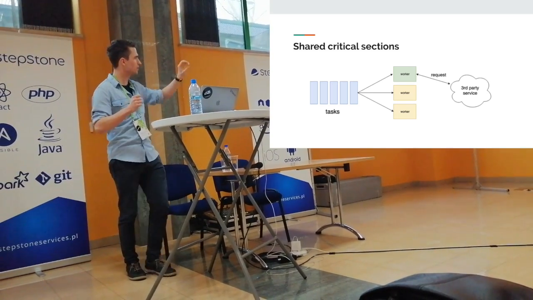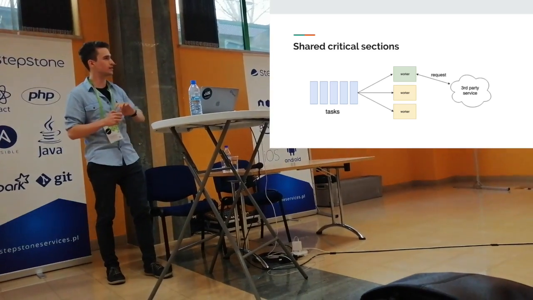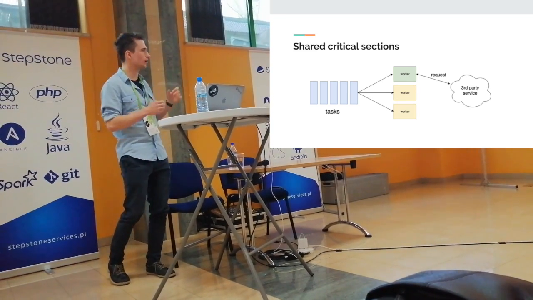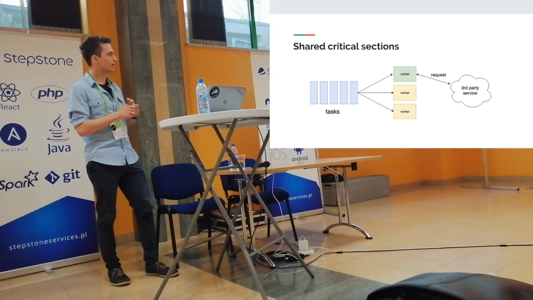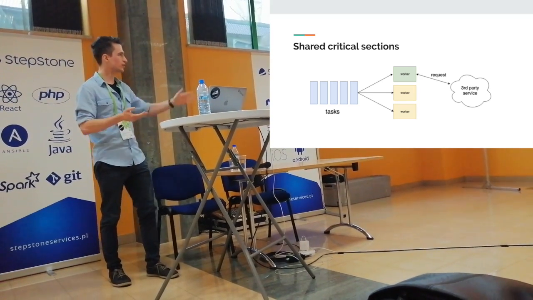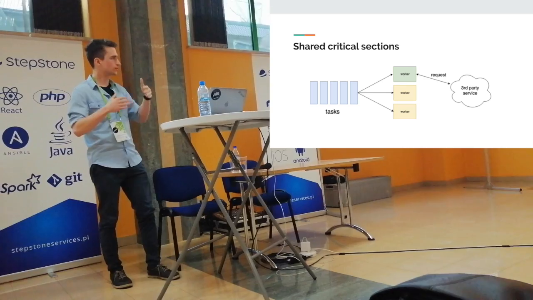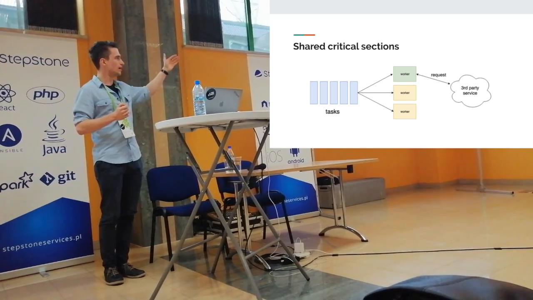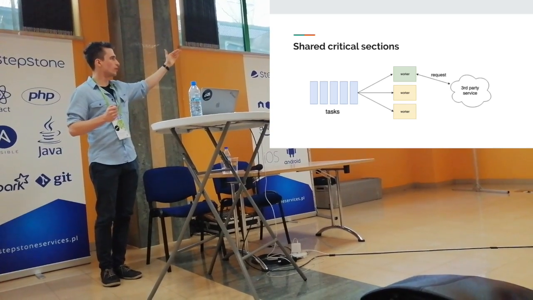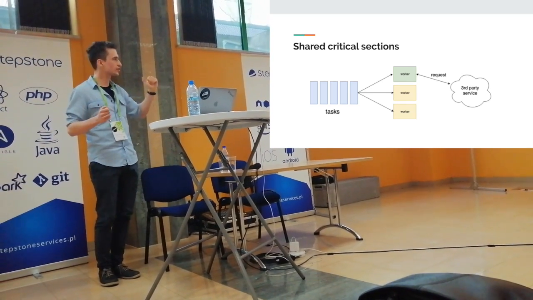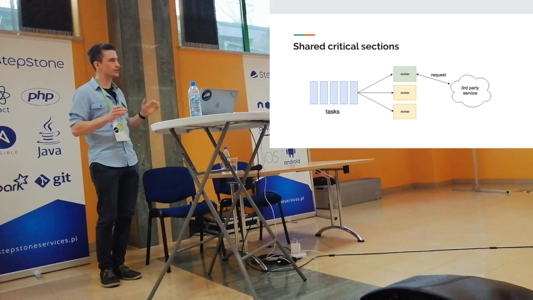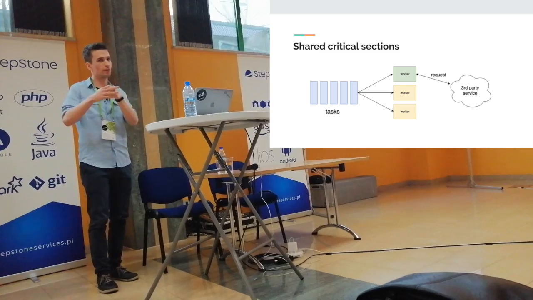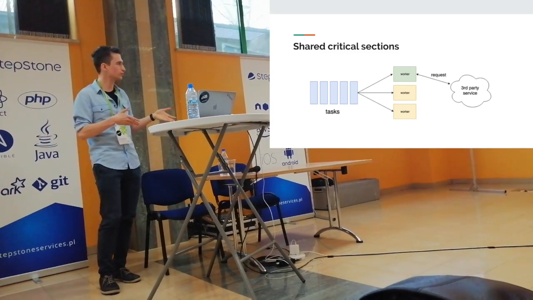I cannot see if you see the colors, but the first one is actually green. The following ones are yellow, and the green one is allowed to do the requests, and the yellow ones are not. And what's the consequence of that situation? It means that if we have many tasks, one worker is actually doing the requests, and all other workers are waiting to acquire the lock. So all of our workers are sleeping besides this one.